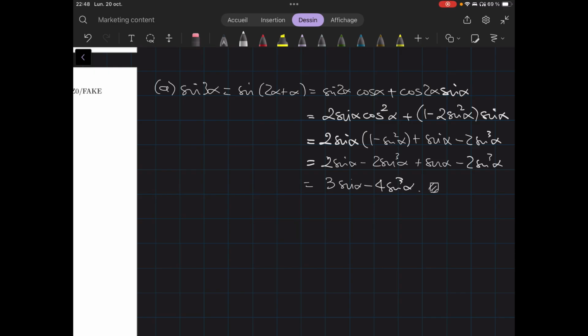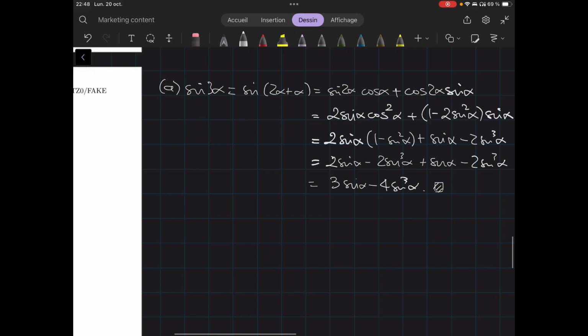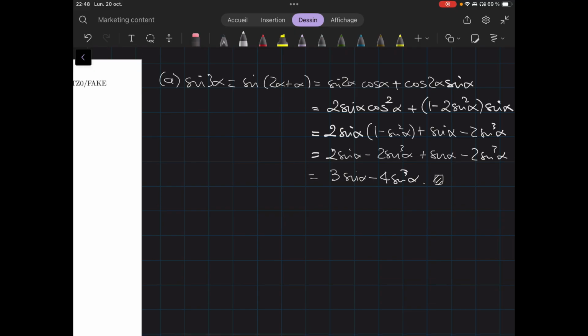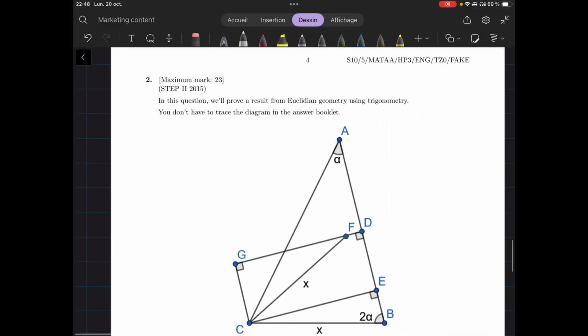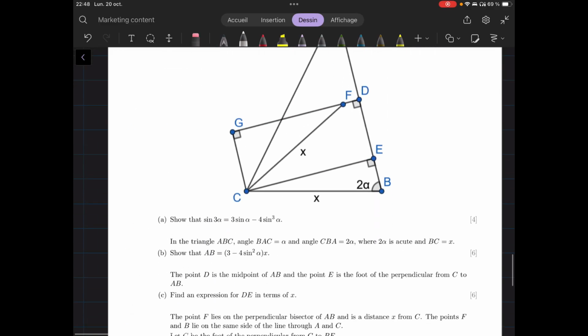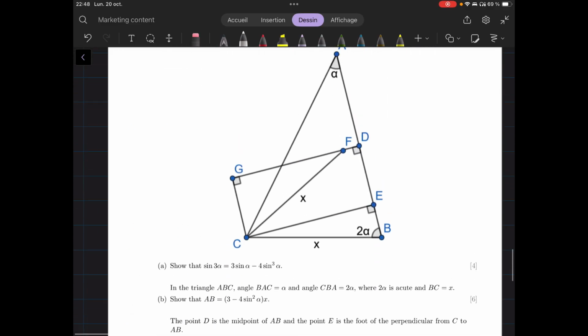Part A is a show that question. So you must show every single step to get full marks. Part B. Now we'll consider triangle ABC with 3 angles. And we are asked to show that this result is true.